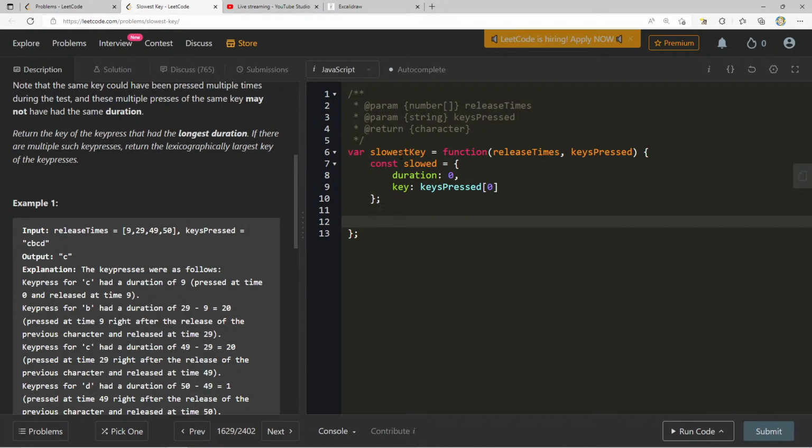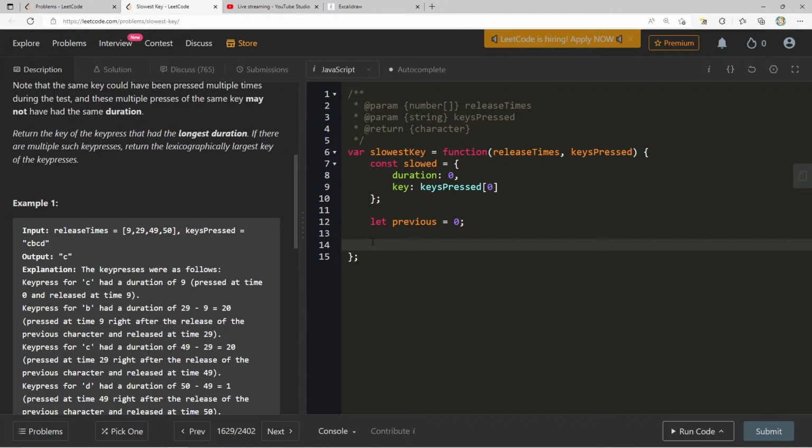Okay, so what I want to do, we're going to start with this. We can say let previous equal 0, so I can calculate this minus this. If I see that 9 minus previous is larger than the slowest duration, and let's see, does it have to be and? Because I'm thinking, if I see that it's greater than the current, or greater than or equal to, the ordering of keys pressed, then I'll update that. So let's see, I think we can figure this out like this.